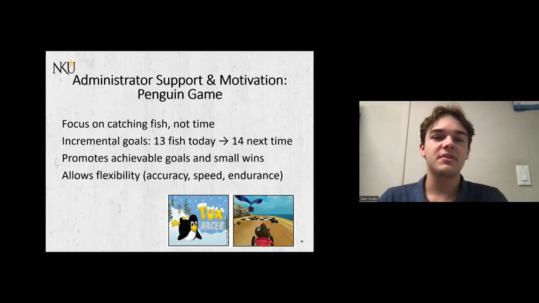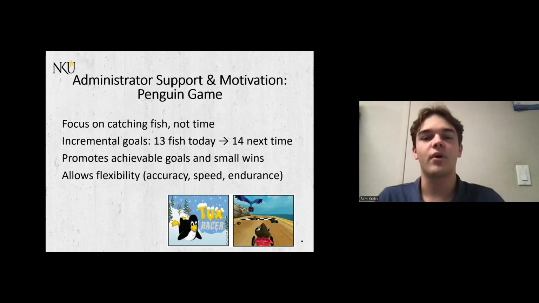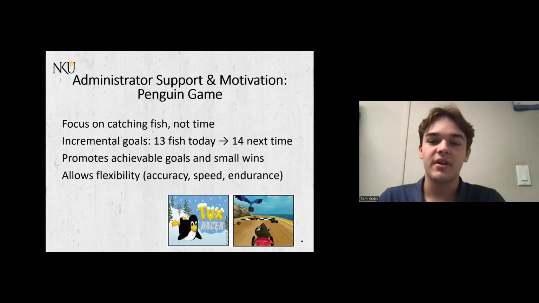I'll set incremental goals for individuals. So we'll get 13 fish today, and then next time we'll do 14. Or I'll have them do the same thing over and over to see if we can get the same score over and over. This will promote achievable goals and the small wins, which are very important. And it allows for a lot of flexibility with what we do. You can focus on a lot of different tasks with all of the aspects of the different games. I like to think of it as practicing a sport. You're not just going to go out and scrimmage the entire time when you're practicing. You're going to break it down into different drills to work on different aspects of your game.